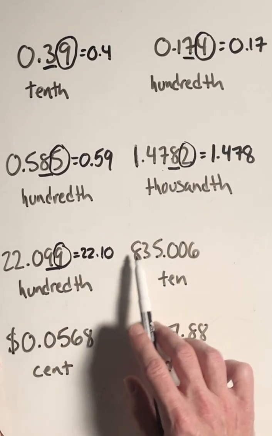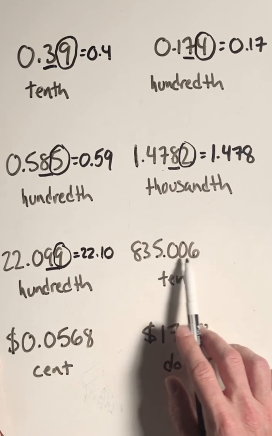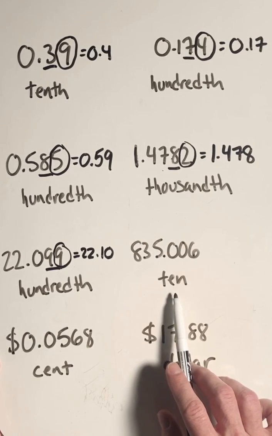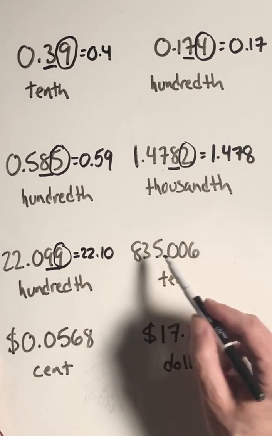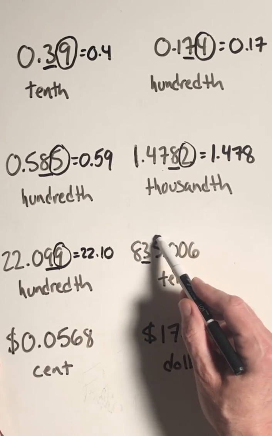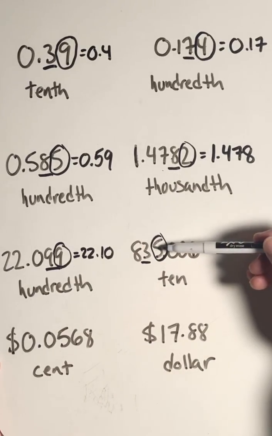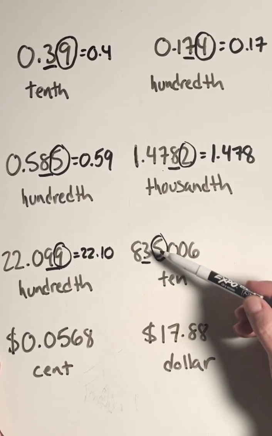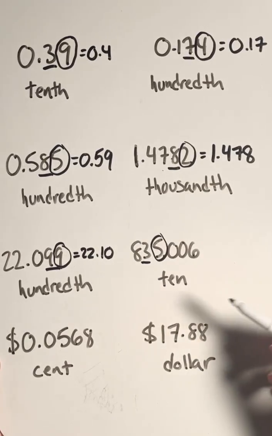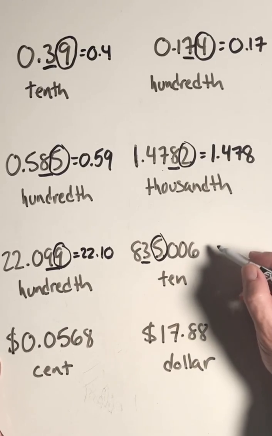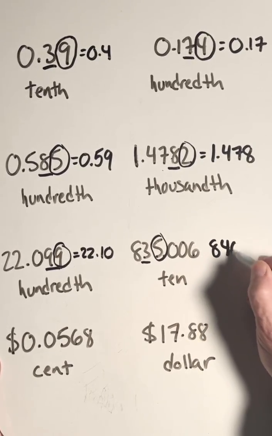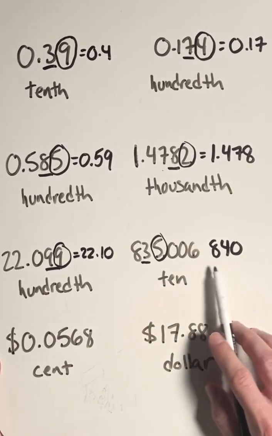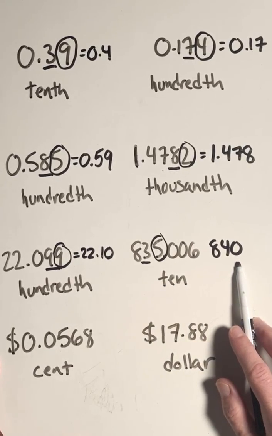Here I have 835 and 6 thousandths, and I want to round it to the nearest 10. Well, 3 is in the tens place, so I will circle the digit immediately to the right of it. If this digit is 5 or more, I need to raise the 3. This is 5, so this 3 becomes a 4. This number to the nearest 10 would be 840. This was a whole number, so I do need to include the ones digit there.